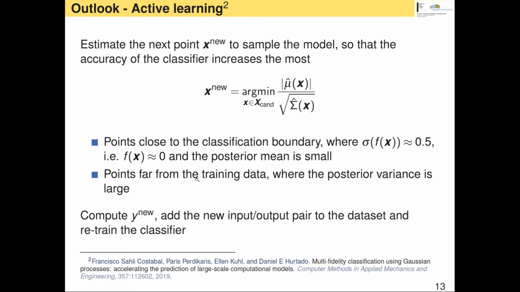So after getting the point x new, one can then compute the corresponding classification label y new by evaluating the model. Then we add the new input-output pair to the dataset, and we retrain the classifier. So this discussion on active learning concludes my presentation.